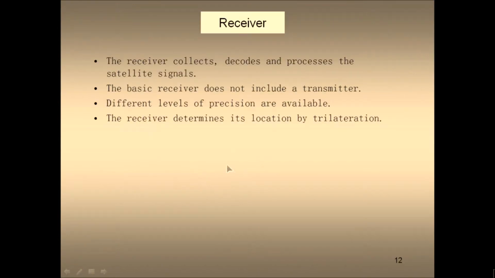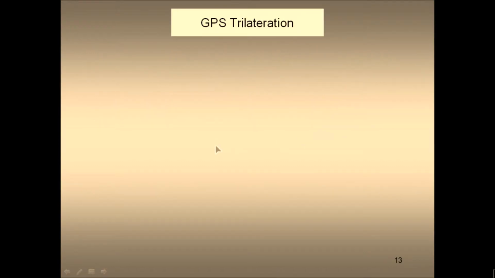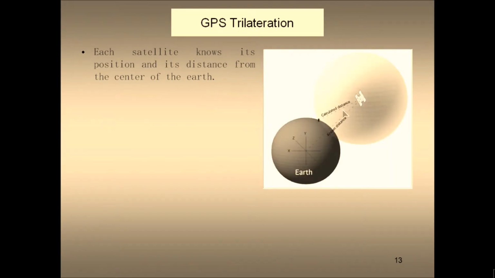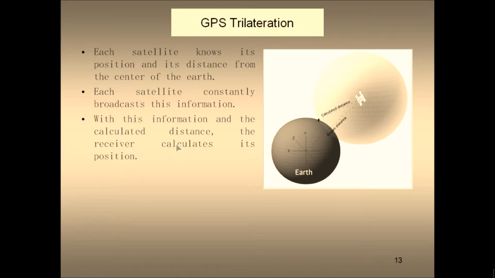And when we talk about the receiver, the receiver collects, decodes and processes the satellite signals, and the basic receiver does not include a transmitter. Different levels of positions are available. The receiver determines its location by trial iteration. So what is GPS trial iteration? Each satellite knows its position and its distance from the center of the Earth. This is how the Earth is, and this is the satellite, and the distances are known. Each satellite constantly broadcasts its information. With this information and the distance, the receiver calculates its position.